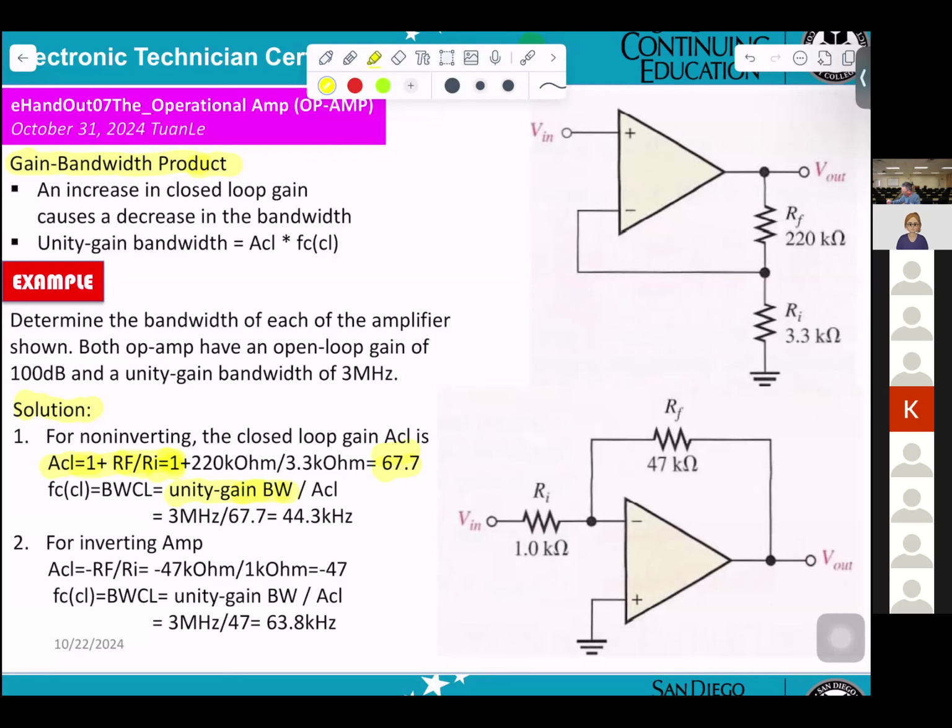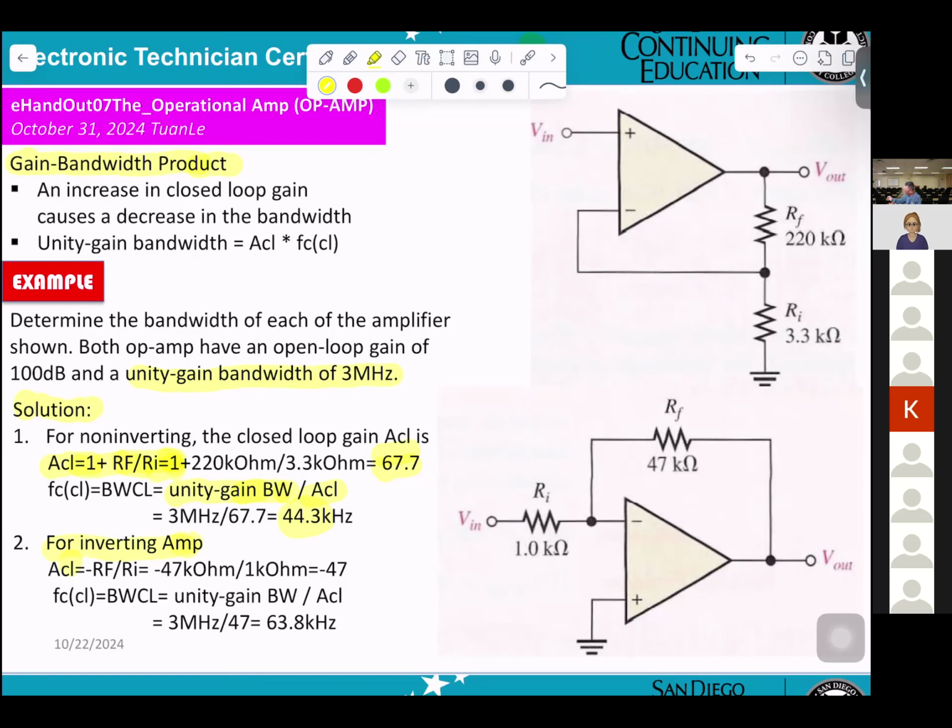Unity gain divided by the gain. The unity gain here is 3 megahertz, divided by the gain of 67.7. The answer will be 44.3 kilohertz.